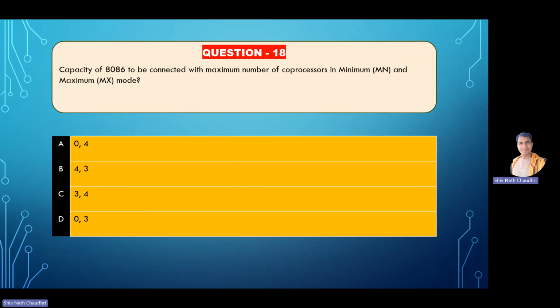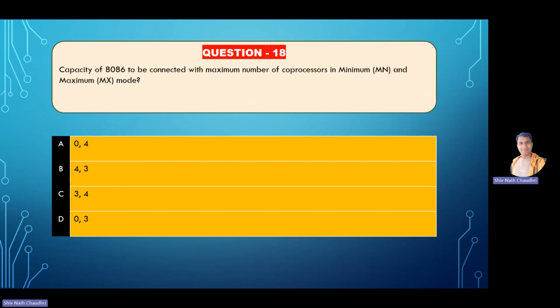What is the capacity of 8086 to be connected with the maximum number of coprocessors in minimum and maximum mode? 8086 can work in minimum mode and maximum mode. In minimum mode, 8086 is the only processor in the system, so we will not find any other coprocessor. So the maximum number of coprocessors in minimum mode should be 0, because only 8086 is the processor. No coprocessor is available in minimum mode.